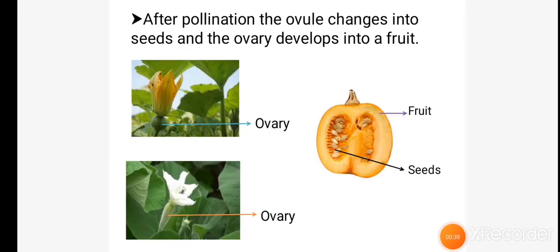After pollination, the ovule changes into seed and the ovary develops into a fruit.